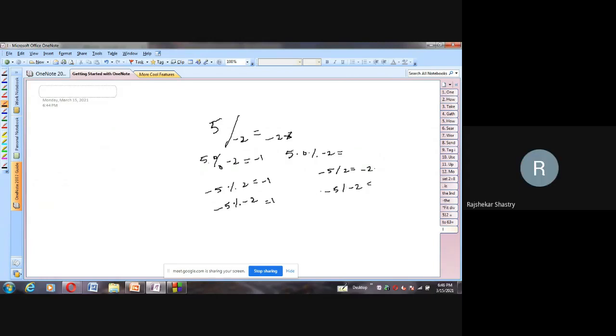And what about minus 5 by minus 2? No, that is the ordinary division. Okay, here it is 2. And about the other two, you said that it is minus 2. Okay, in these two cases, it is minus 2. These three are absolutely right.